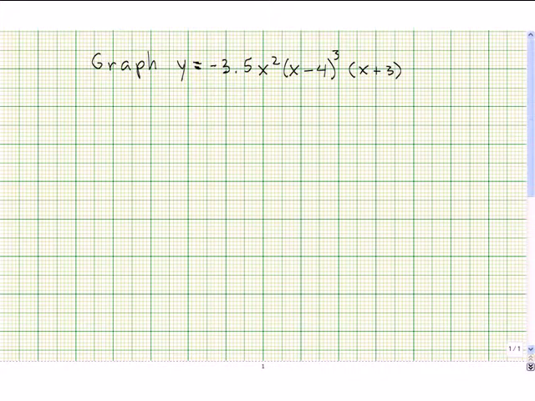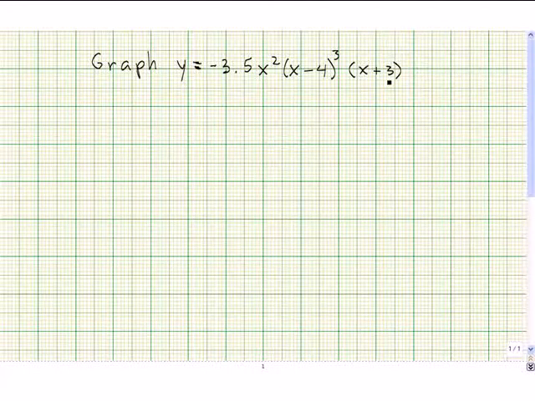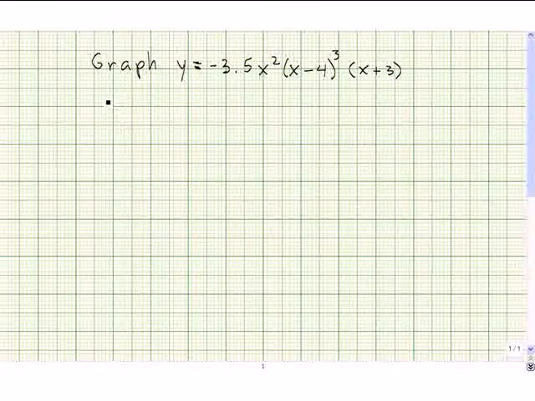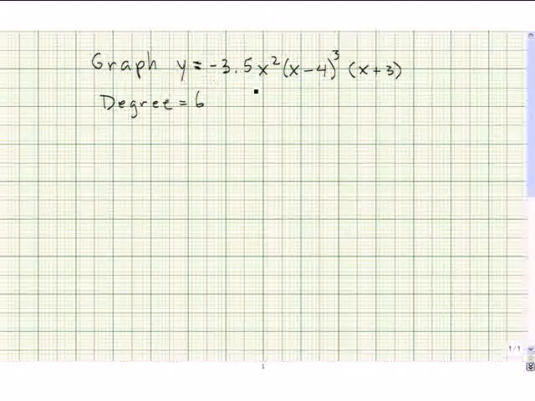To graph this, we should start by putting down what the degree is. X squared, so we have degree 2 there, degree 3 here, and degree 1 here. So in total, we have a degree 6 function, polynomial, in factored form. The leading coefficient is negative 3.5.